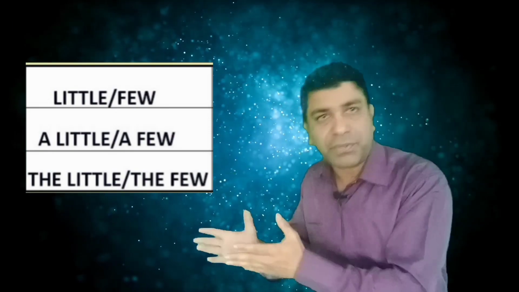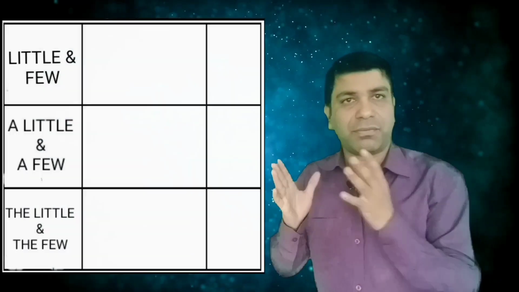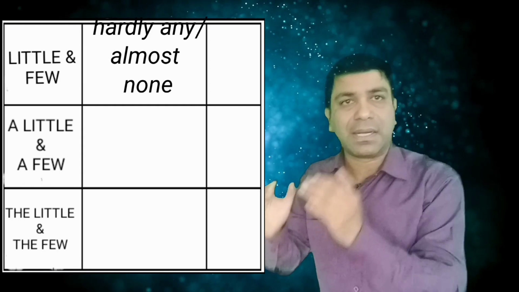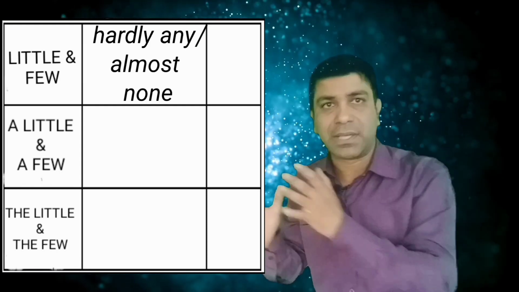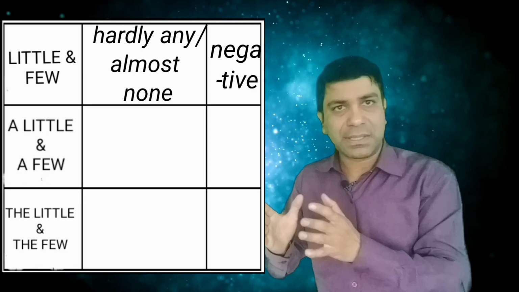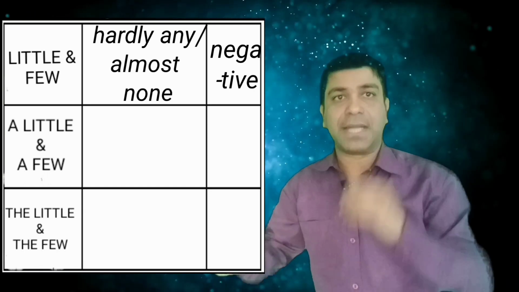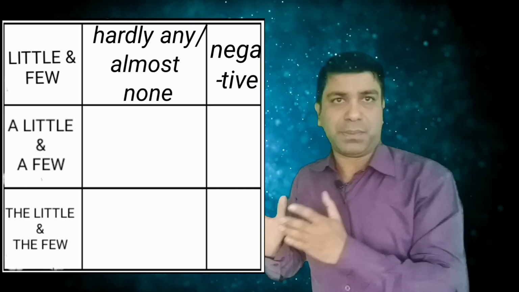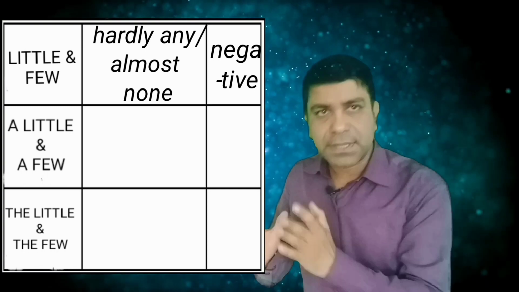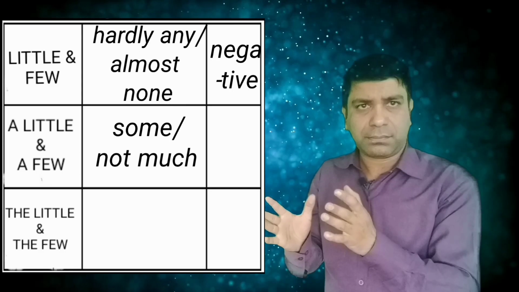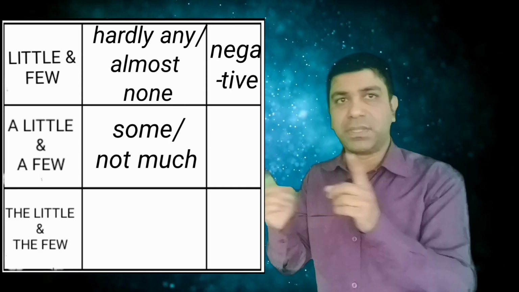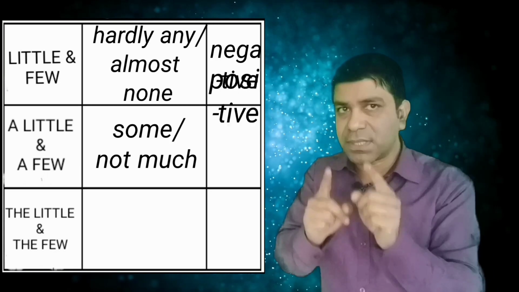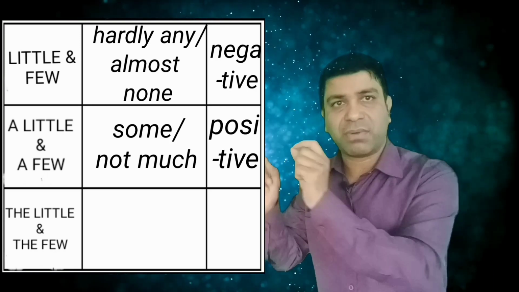Now let us try to understand what little and few, a little and a few, and the little and the few are. The words little and few have the same meaning, hardly any, and both the words are used in a negative sense. Little is used with uncountable nouns and few is used with countable nouns. A little and a few mean some, not much or many, and both the words are used in a positive sense. It denotes a positive idea.